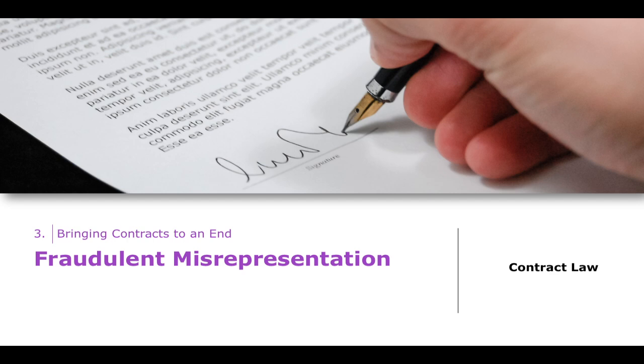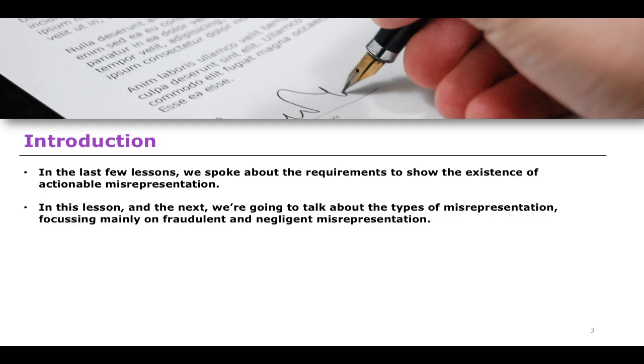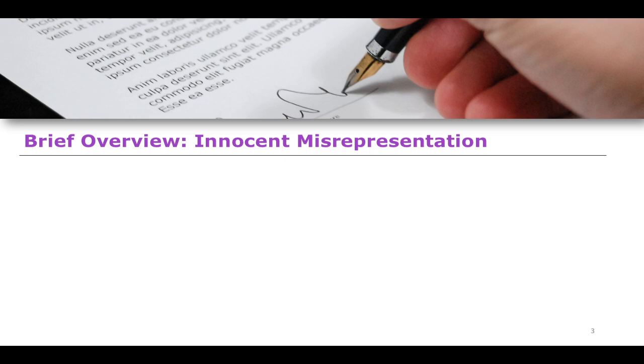This lesson is going to talk about fraudulent misrepresentation. And fraudulent misrepresentation is the next major type of misrepresentation. There are two major other types of misrepresentation that we're going to look at. The first of them, in this lesson, being fraudulent, the second, in the next lesson, being negligent. So, let's just do a basic overview of some basic concepts.